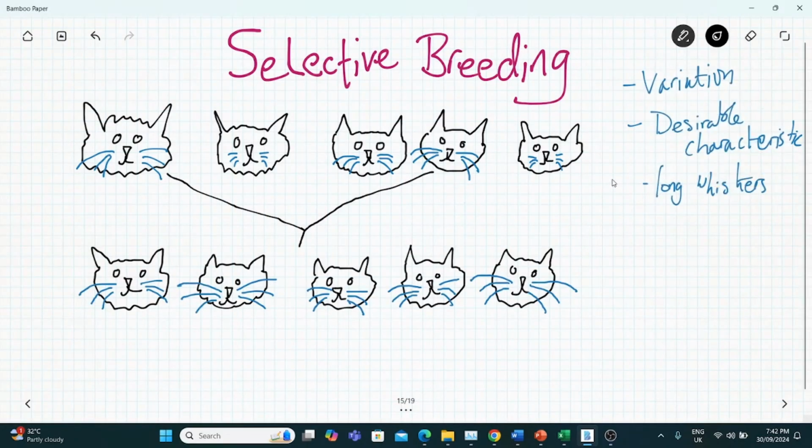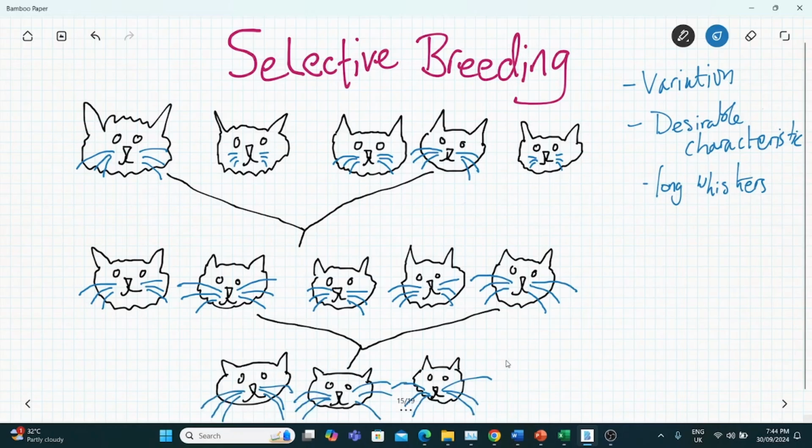So ideally what you want to do is cross the offspring with the longest whiskers. So we can see that this one has quite long whiskers and this one has quite long whiskers. So you can cross those together like so, and hopefully what you'll have is a whole load of offspring with really long whiskers. So you end up with something like this, with 100% having long whiskers.